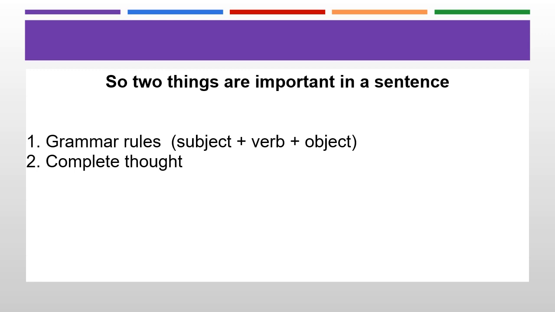Number one, the grammar rules, the most common of which in English is putting the subject of a sentence first, then the verb, and then the object. And number two, expressing a complete idea.